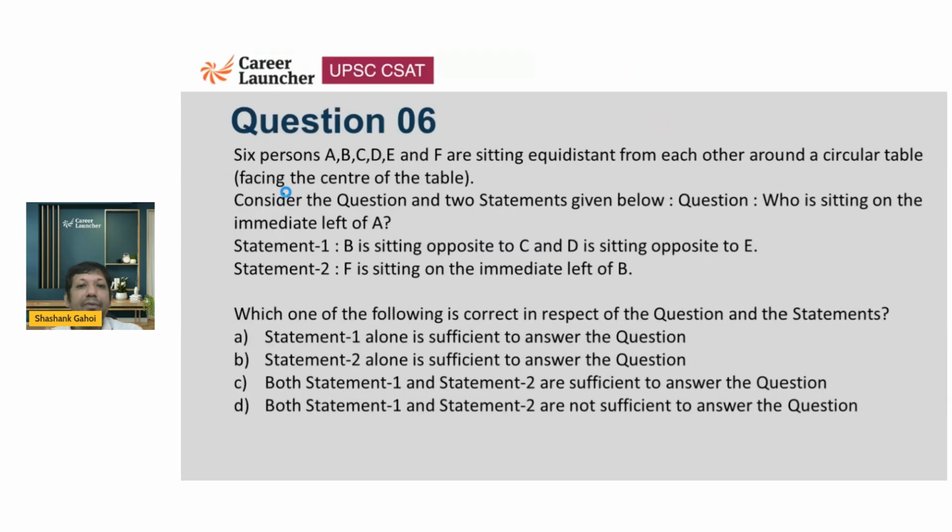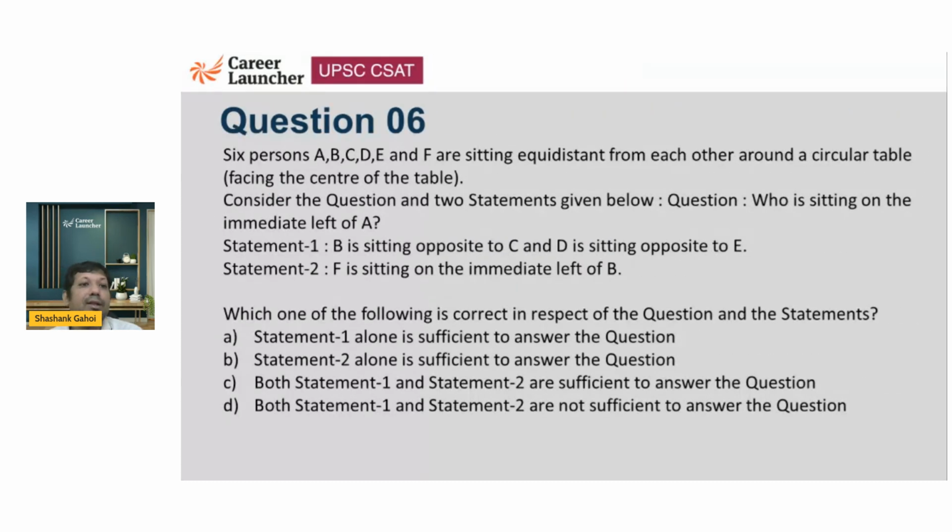Let's see the last question, what is it saying? That 6 persons A, B, C, D, E, and F are sitting equidistant from each other in a circular table facing center. Okay, 6 people facing the center. 1, 2, 3, 4, 5 and 6.